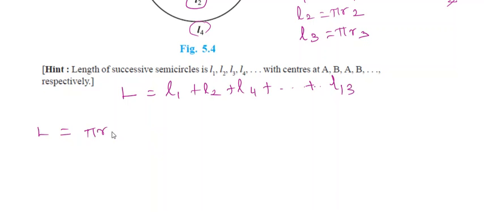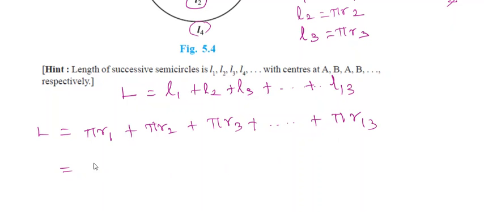Now what we can do, L is equal to, now what is the first one? Pi r1, is it? That is the formula, pi r1. What is L2? Pi r2. What is L3? Pi r3. You can put 3 here, 3, 4, etc. So pi r3, etc. up to plus pi r13. Do you understand? Now what you can do, pi being constant, you can take outside the bracket.